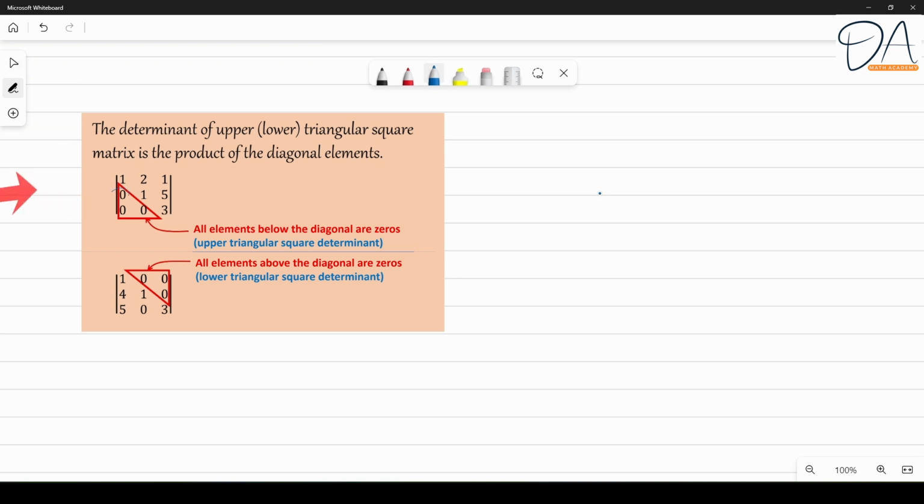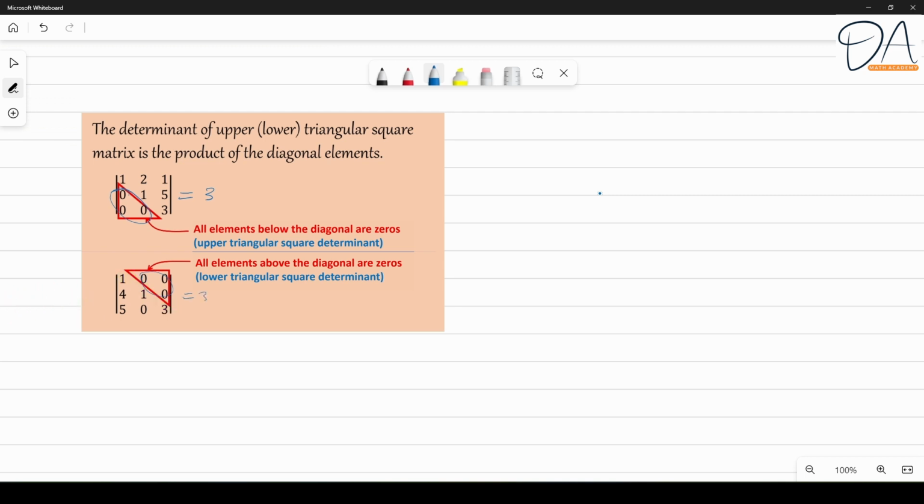So if you look at this determinant here, we can see that all the elements below the main diagonal are 0. So in this case, to calculate the determinant, we simply multiply the elements in the main diagonal. 1 times 1 times 3 gives us 3. The same thing also applies for the other one. All the elements above the main diagonal are 0. So we can also calculate it in the same way. 1 times 1 times 3 gives us 3.